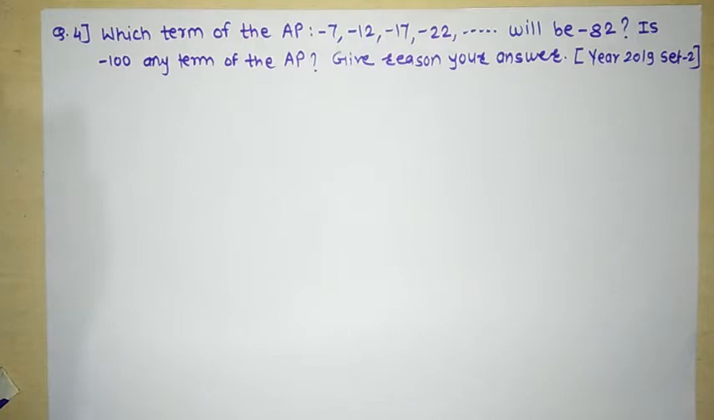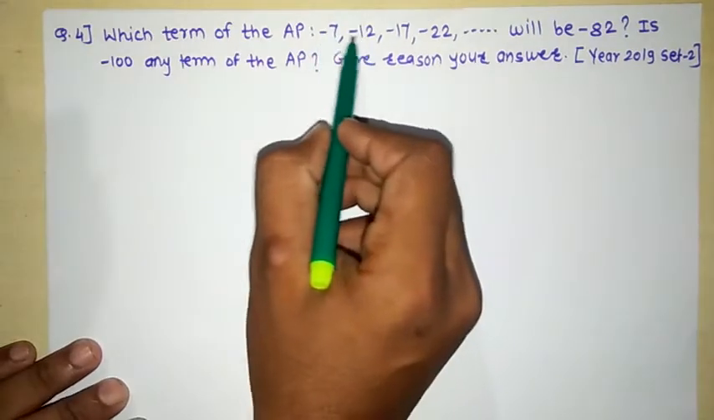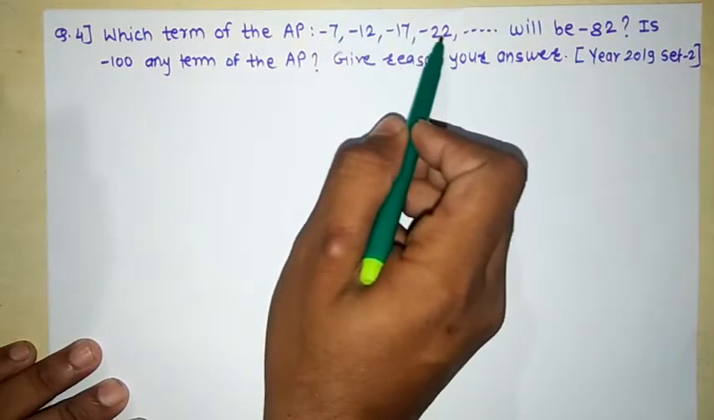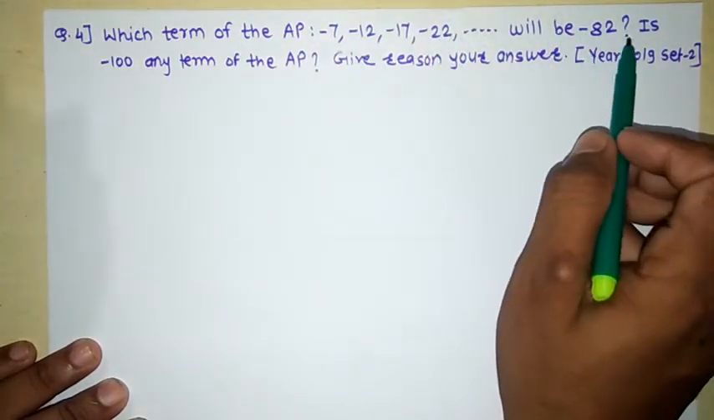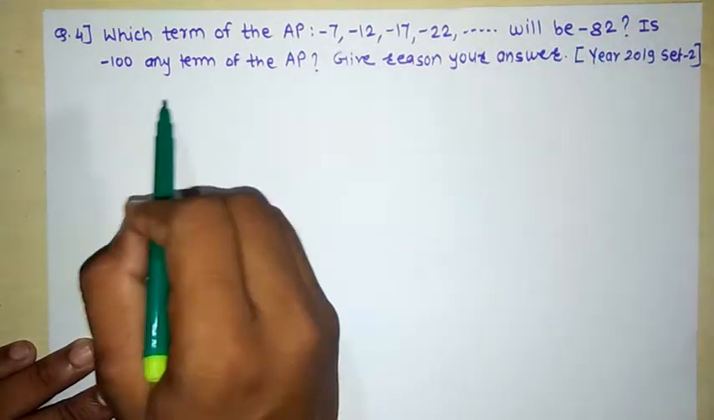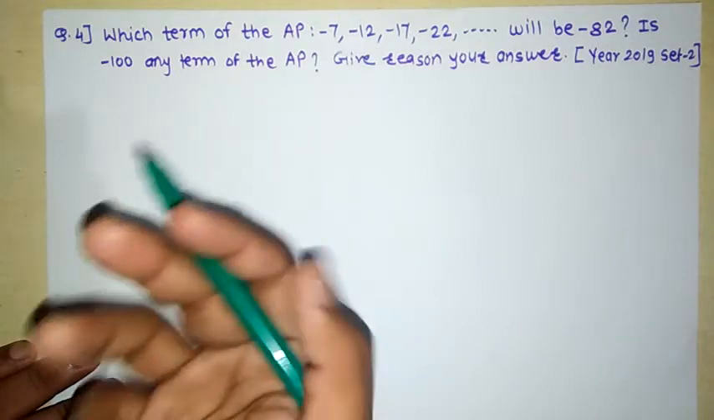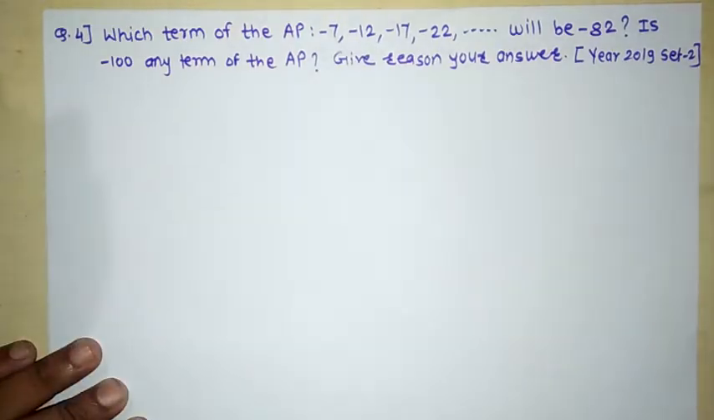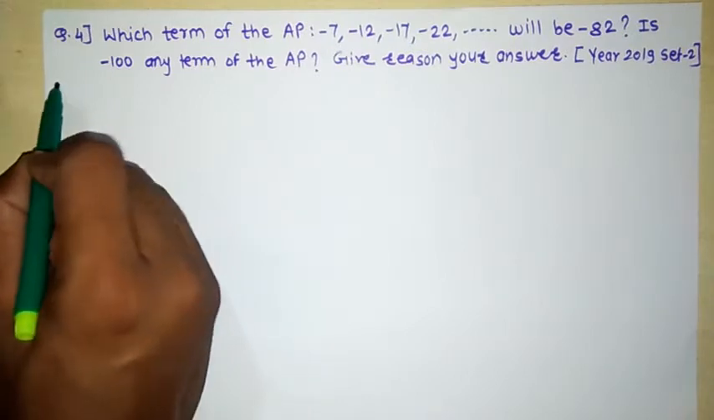See here friends, now we will see question number 4. Which term of the AP minus 7, minus 12, minus 17, minus 22 dash will be minus 82? Minus 82 is which term we have to find here. Is minus 100 any term of the AP? Minus 100 एक term है क्या नहीं इस AP का हमको बताना है. And give the reason for your answer.